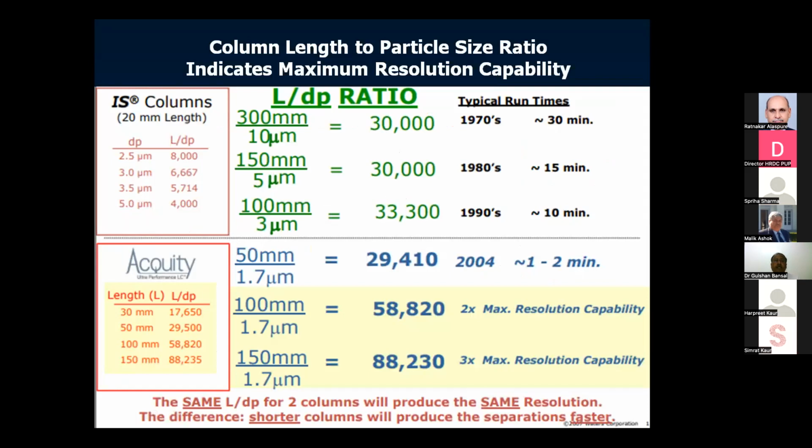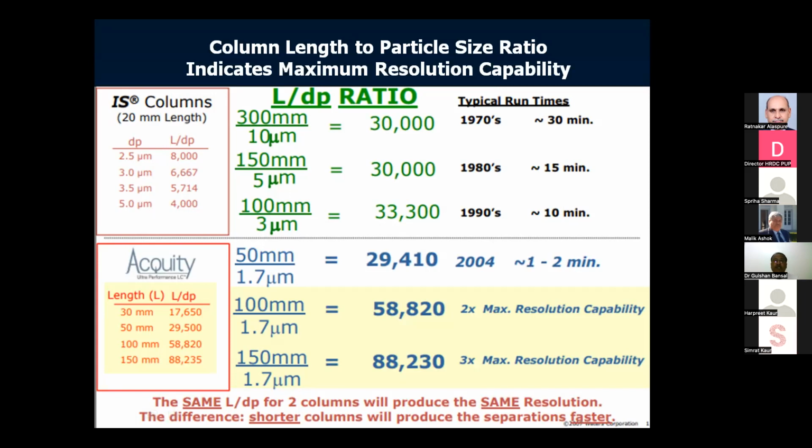So column length to particle size ratio. This is another parameter to understand UHPLC. Column length, what is the total column length and what is the particle size? If we take this ratio, it indicates the maximum resolution capability.